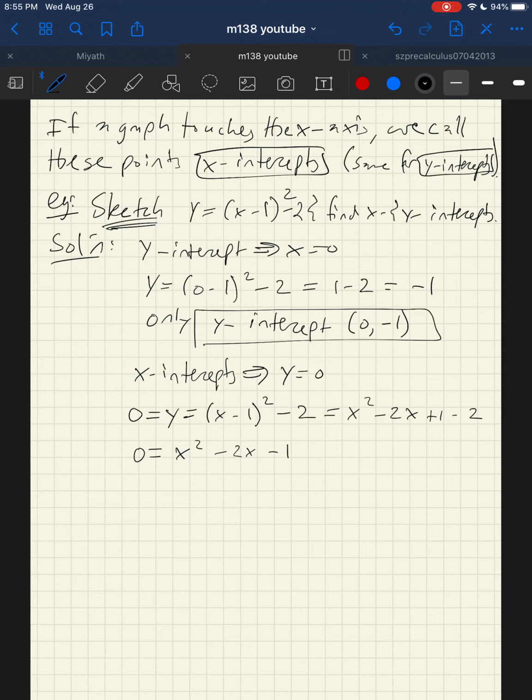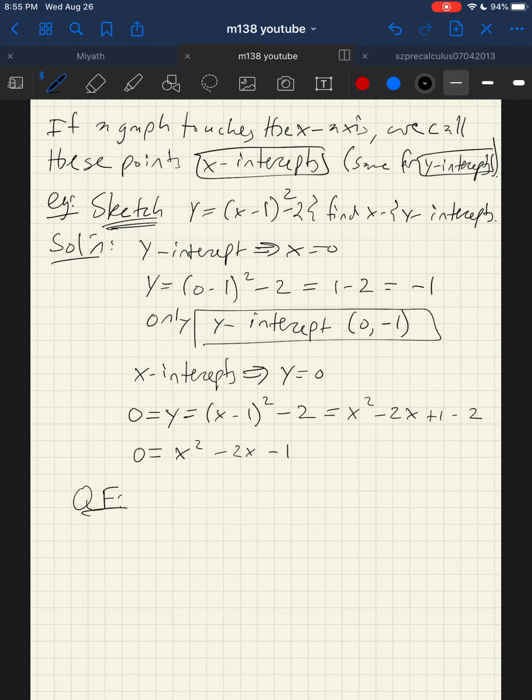So now, off the top of my head, I don't know if I can factor this by just unfoiling, because I'd need two numbers that multiply to be negative 1, which is all I can really think about is plus and minus 1, but then they need to add to negative 2. So that doesn't seem like it's going to happen. So let's try the quadratic formula, and let's just see what happens.